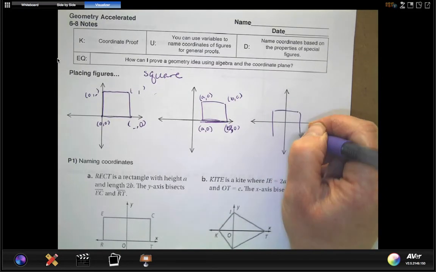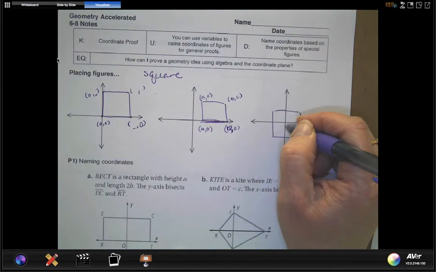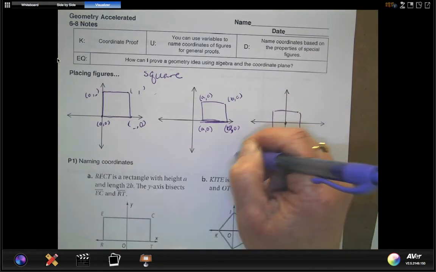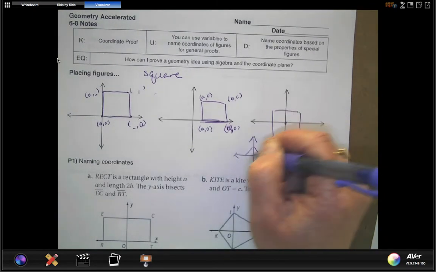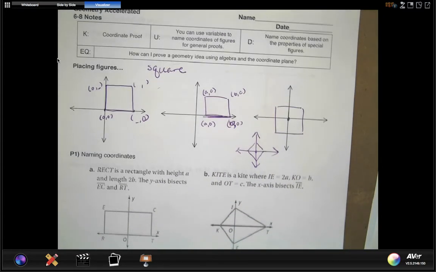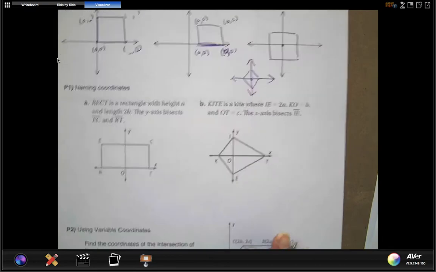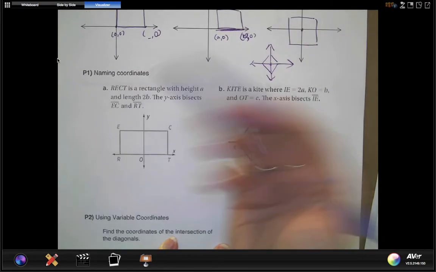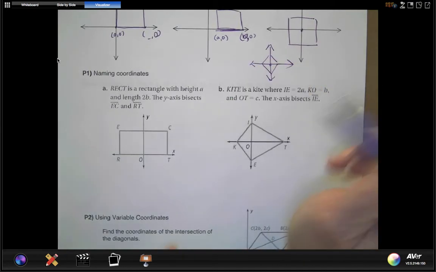Another thing you could do with a square or shape is maybe it makes sense to put the middle of it at the origin. Maybe it makes sense to turn it this way and have the middle still at the origin. So sometimes there's a couple different ways, but they can all kind of work. All right, so let's look at some examples here. And these ones right here, they're kind of giving us these hints too.